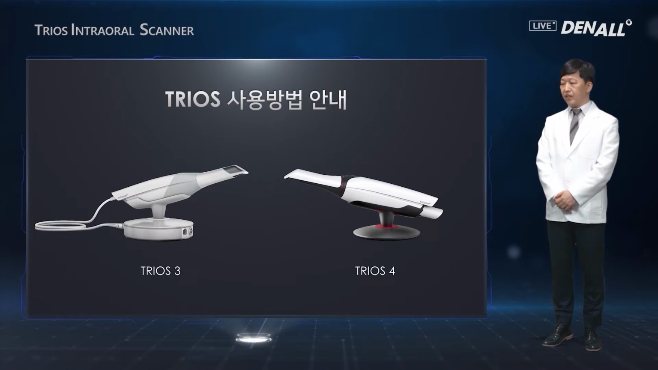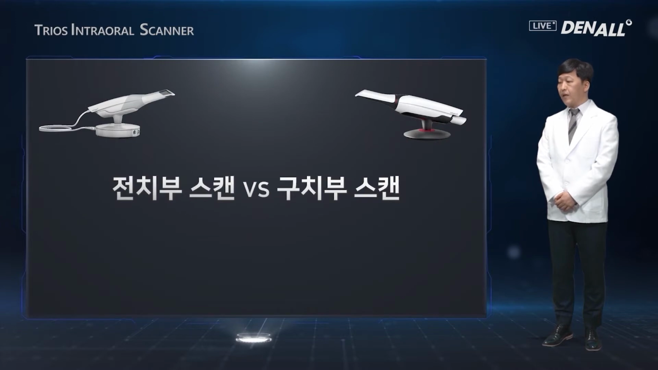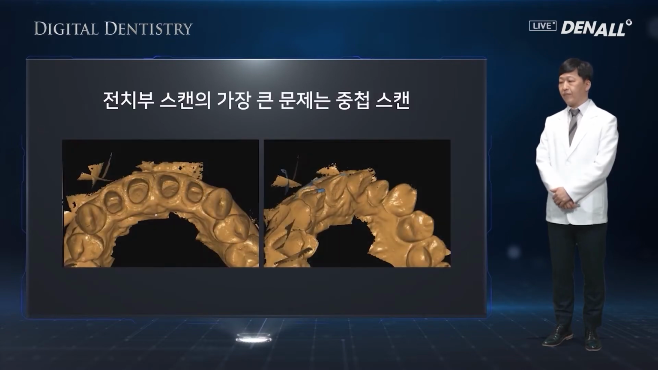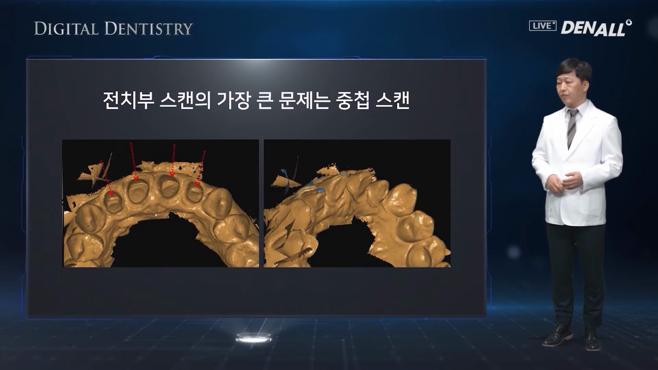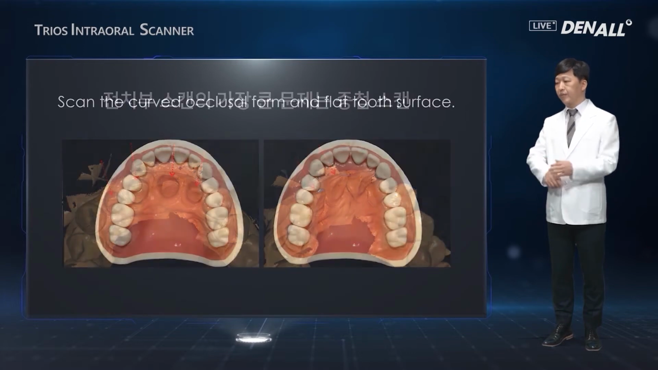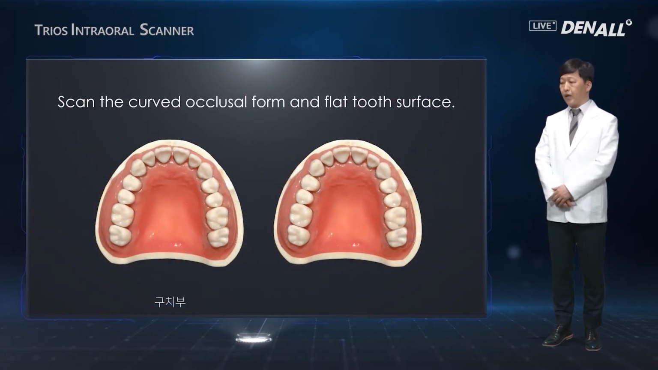How to use a TRIOS scanner? Let me explain that. First, when we do the scanning, there is anterior scanning versus posterior scanning, as you can see here. Scanners love to scan in three dimensions. The biggest problem with anterior scanning, as you can see here, is that the scans should be overlapping with each other. Buccal and lingual images are not overlapping. Why do we have that problem?